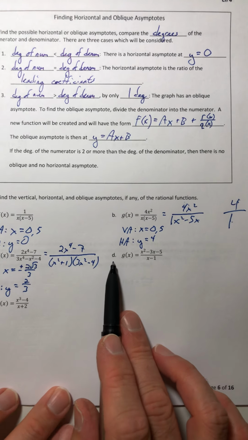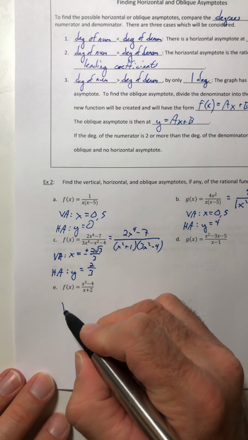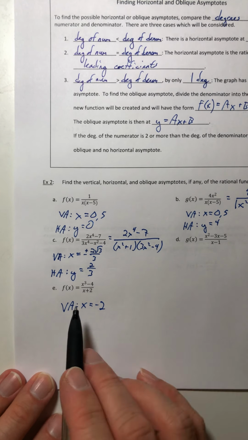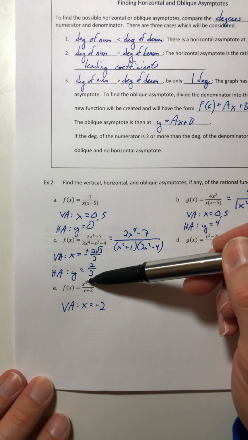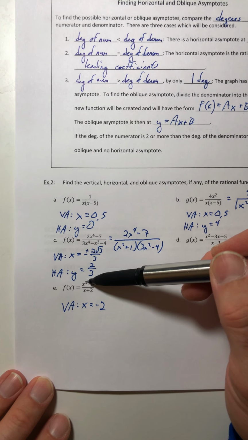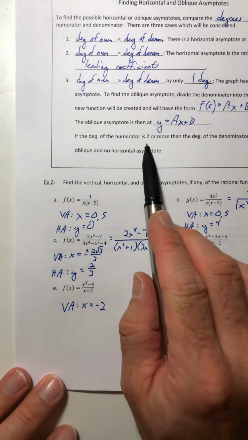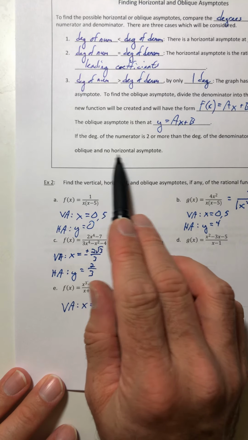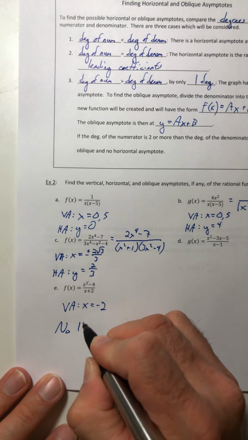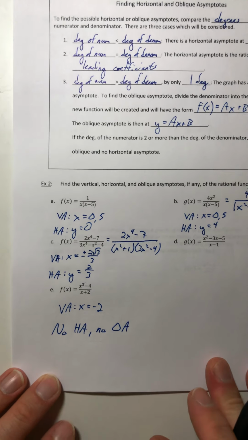All right, let's skip over part D for a second. Let's go on to part E. So part E, there's a vertical asymptote at -2. But if you notice, the degree of the numerator is a 3. The degree of the denominator is a 1. So the numerator is bigger, but it's by 2. So in that case, if it's 2 or more, there is no horizontal and there's no oblique. So there's no horizontal asymptote and there's no oblique asymptote.